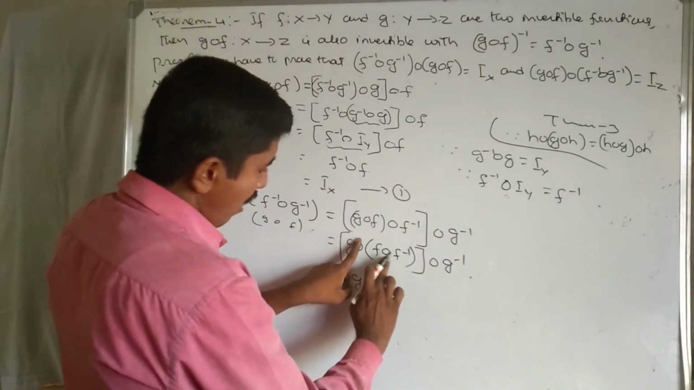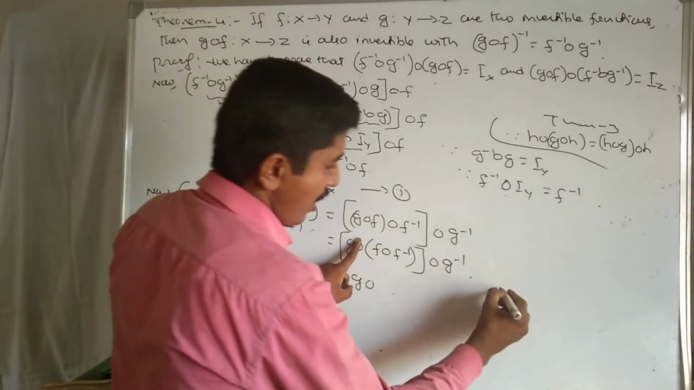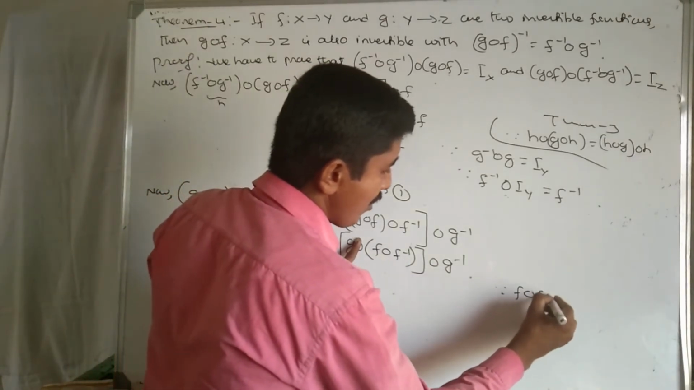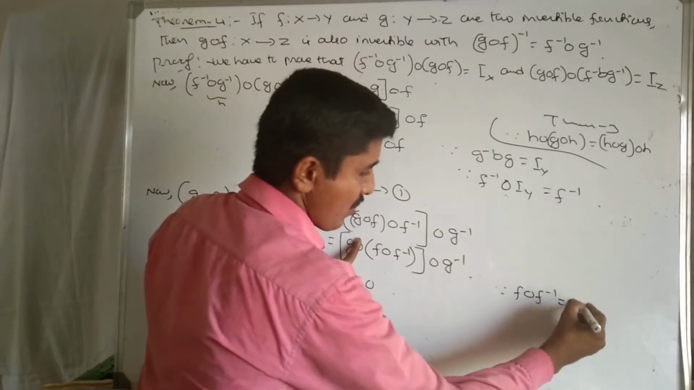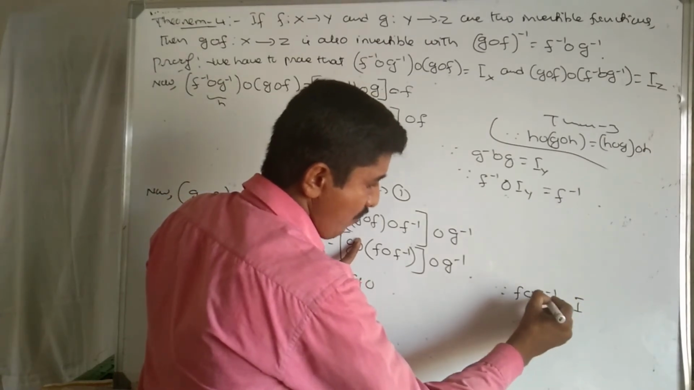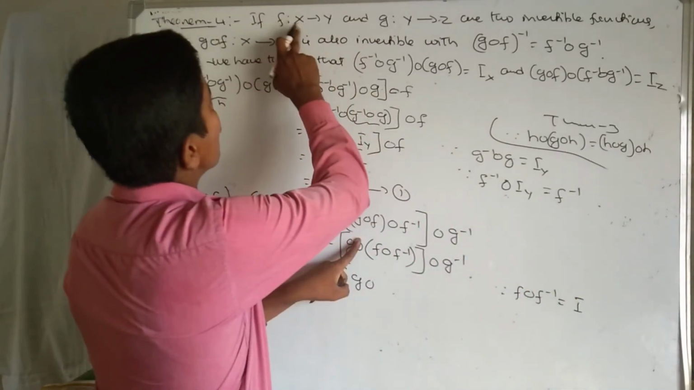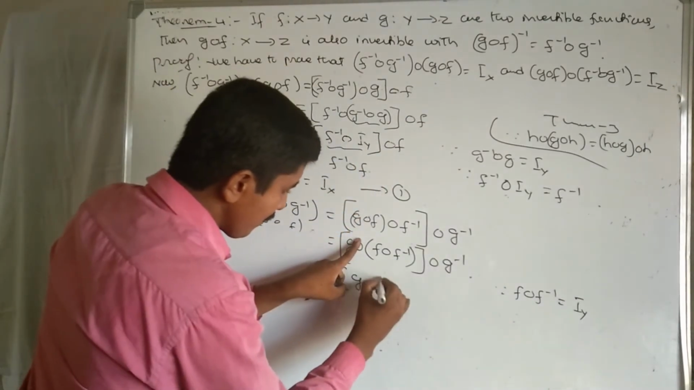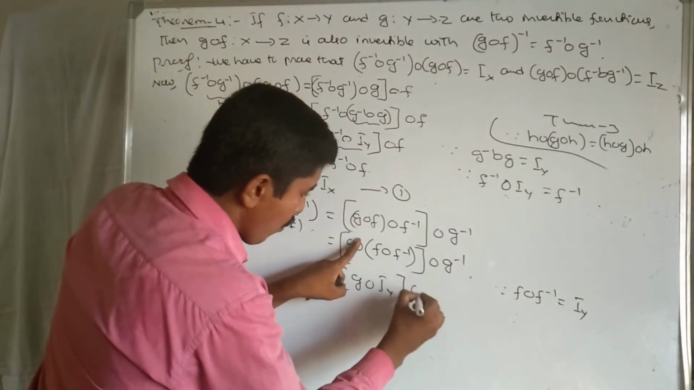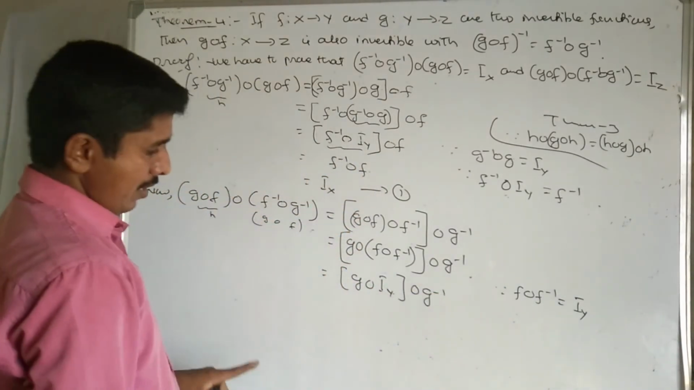The composition of any function and its inverse function is equal to the identity function. F inverse of F equals the identity function. Here, what is the domain of F inverse? F domain is X, so F inverse domain is clearly Y. So I subscript Y, that is F inverse o F.